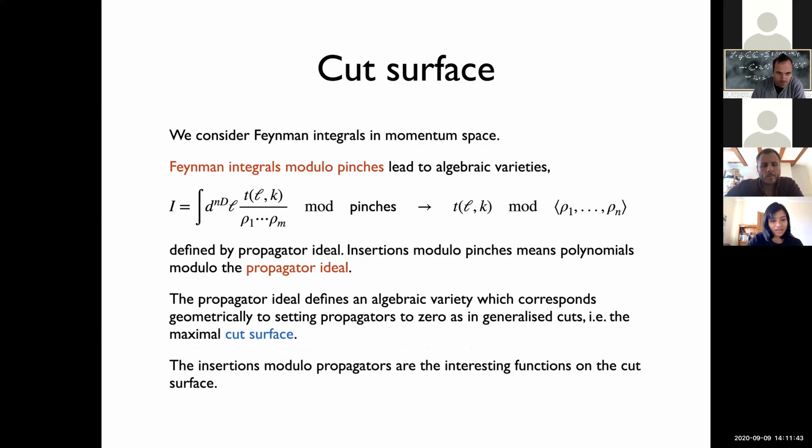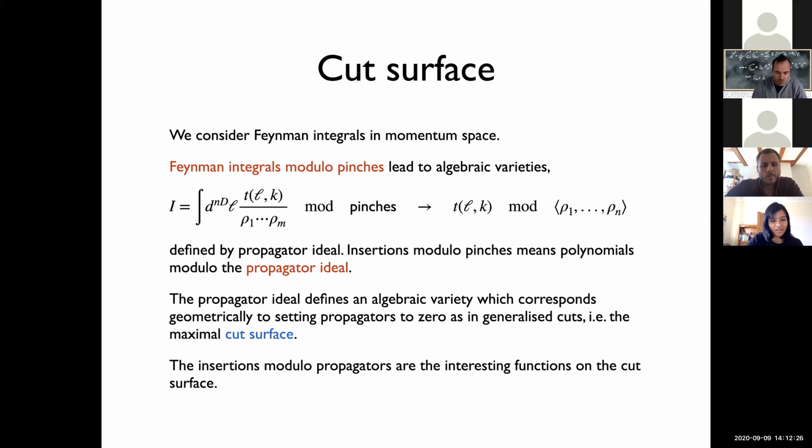Okay, so the central object that's relevant for these steps are cut surfaces. What I mean with this is I want to consider Feynman integrals in momentum space. And I want to consider Feynman integrals modulo pinches. If you consider them modulo pinches, this is equivalent to saying that we consider insertions, so tensor insertions, as you see in this equation, modulo terms that depend explicitly on propagator variables.